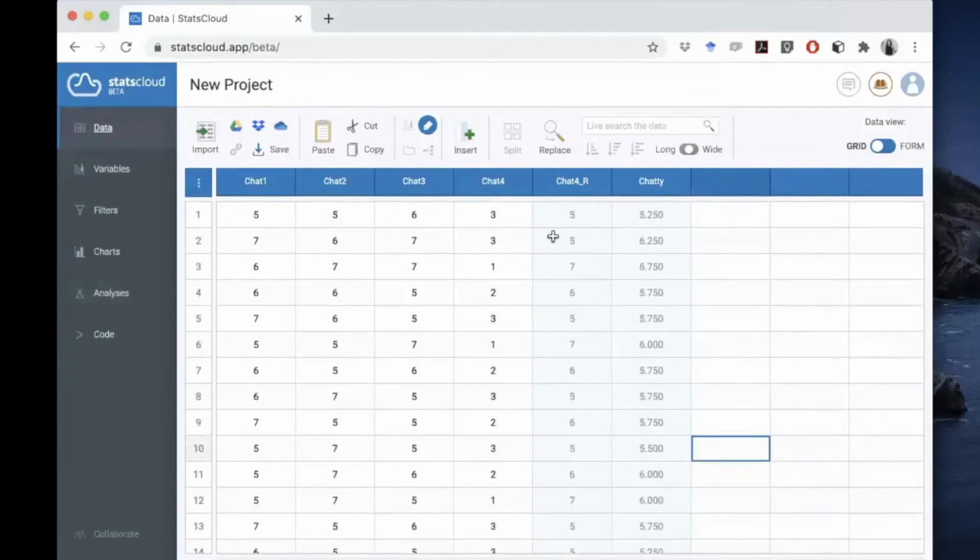So what would you do in a case that if you check your alpha and it's actually low, you should remove the bad item before you calculate a total score.